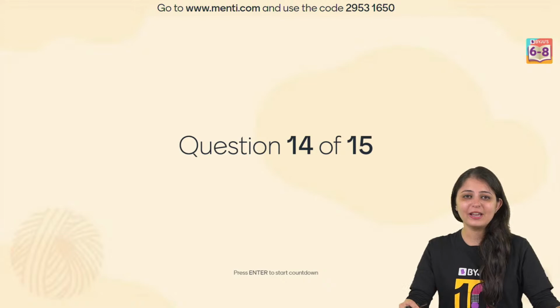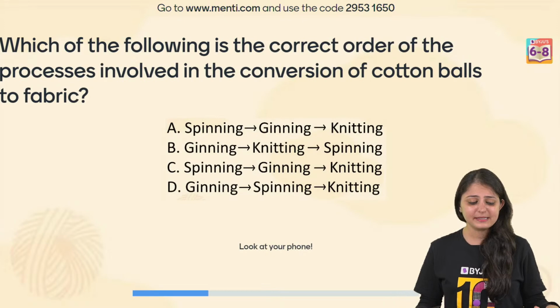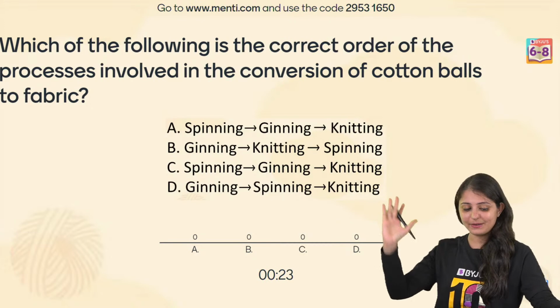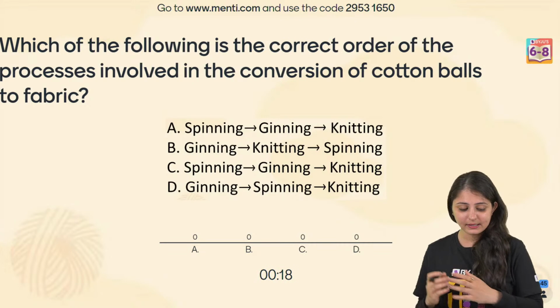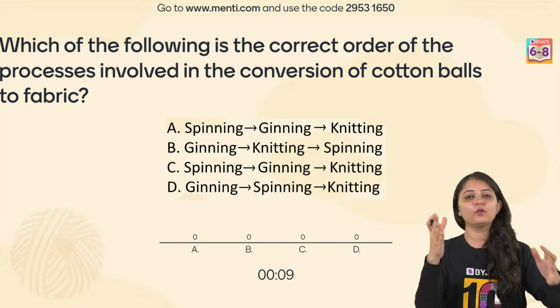Question number 14. All right, let's see what the question is. 50 of you have to get this one right. Please, which of the following is the correct order of the processes involved in the conversion of cotton balls to fabric? So we're starting with cotton balls. The final product is fabric. What needs to be the sequence? Is it spinning, ginning, then knitting; ginning, knitting, then spinning; spinning, ginning, knitting; ginning, spinning, knitting? Kya correct order hona chahiye? They've told you the first initial stage, that is the cotton balls, and they've told you the last one, fabric.